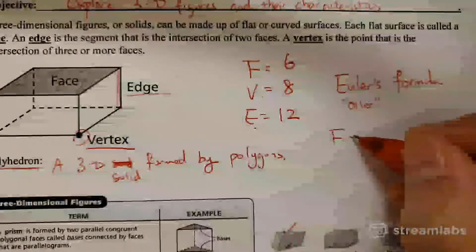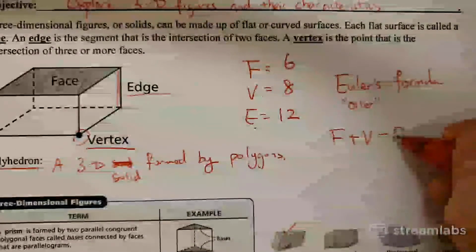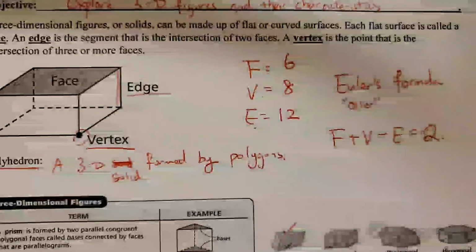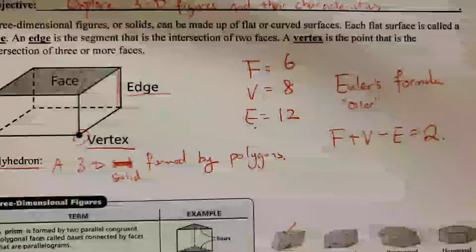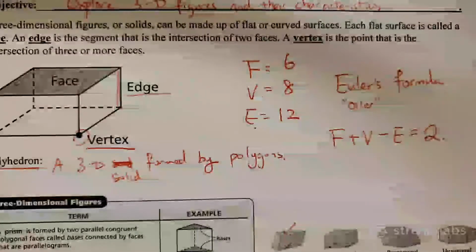Number of faces plus number of vertices minus number of edges for any polyhedron is always 2. Okay, it's always 2.